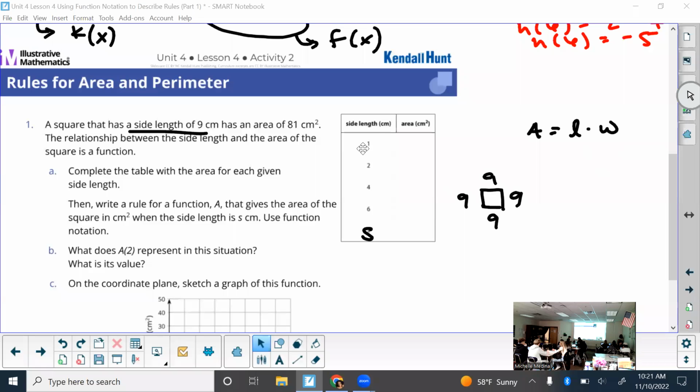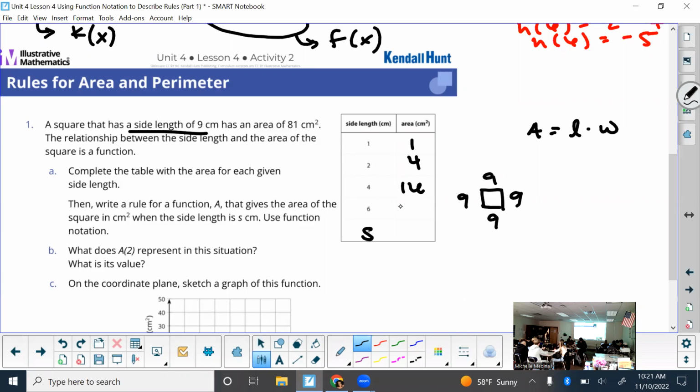So if my side length is 1, what's my area? 1 centimeter squared. What about when my side length is 2? When my side length is 4? When my side length is 6? And when my side length is S? Good. Length times width. The sides of the square are all equal. So if you know one side, you can figure out the area by multiplying it by itself.